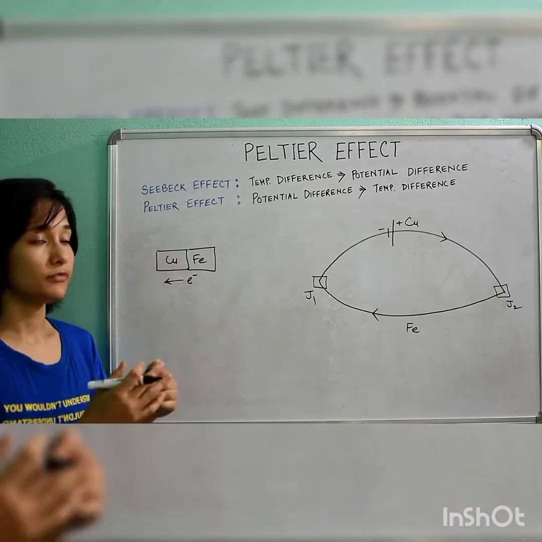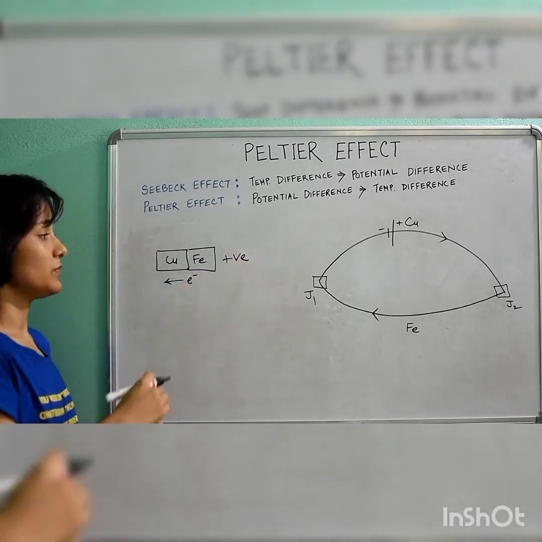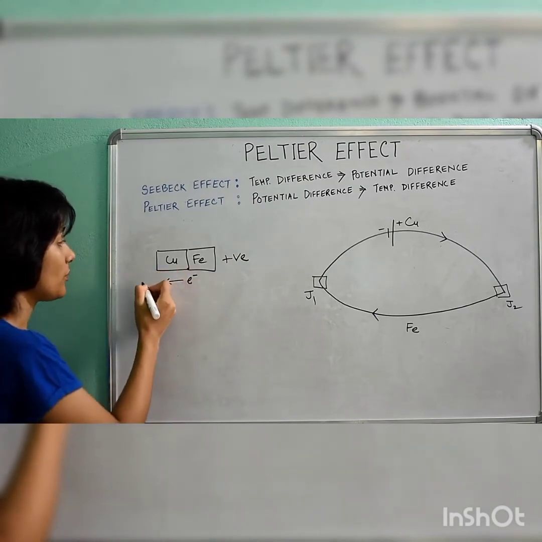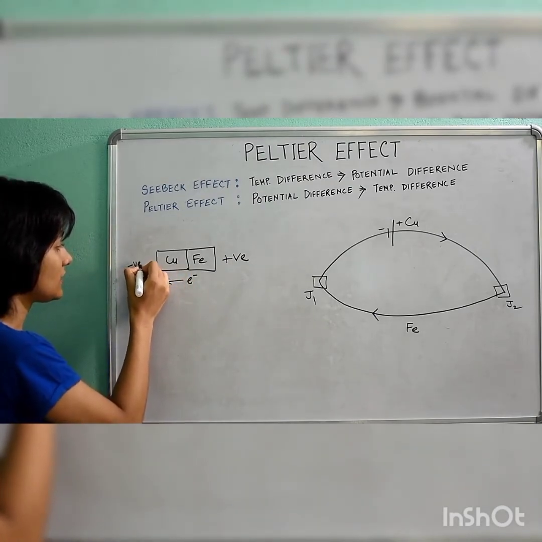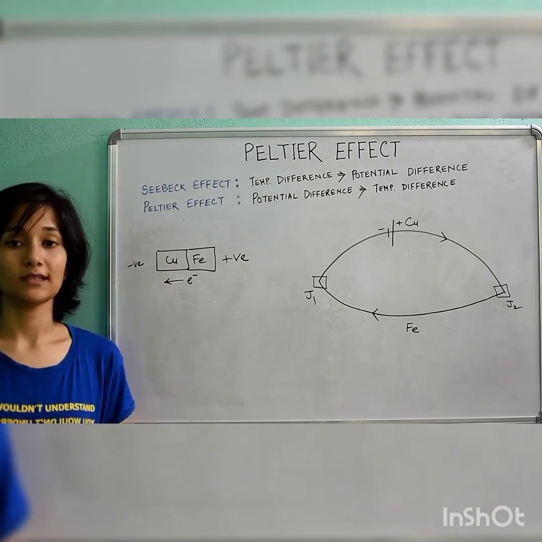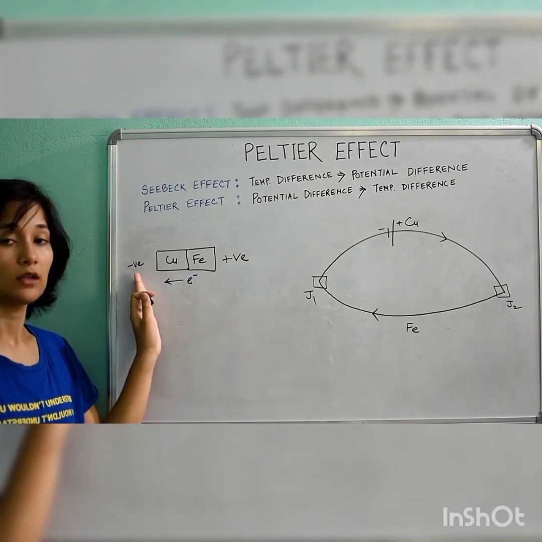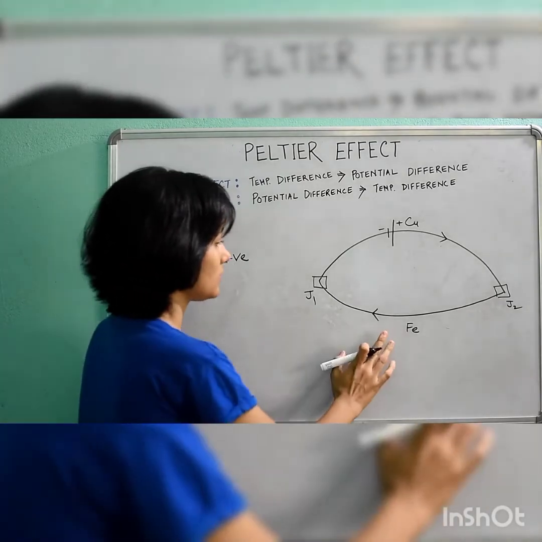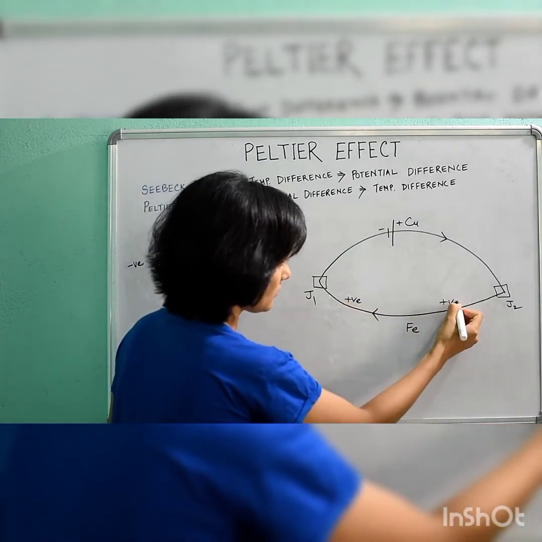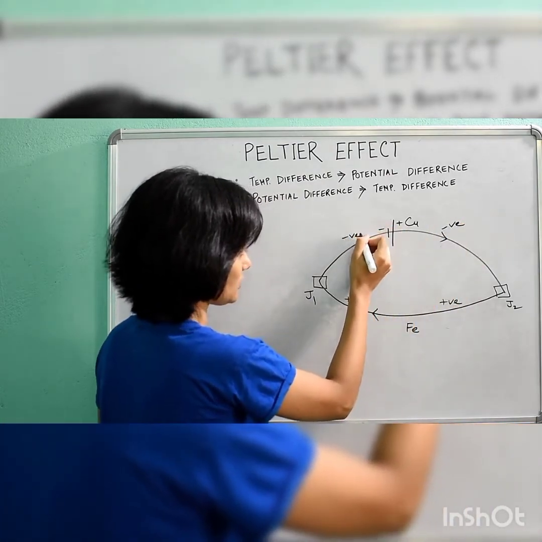After diffusion, iron will be left with a positive charge because it has lost those free electrons, and copper will be left with a negative charge because it has gained those extra free electrons. Or we can say that iron is left at a higher potential than copper. I'll write it here: iron is at a higher, positive potential, and copper is at a lower, or negative, potential.